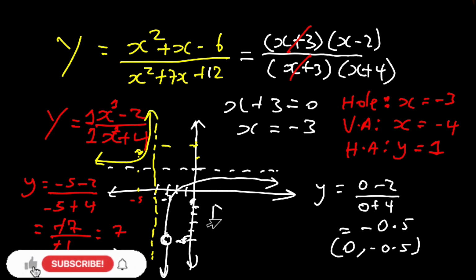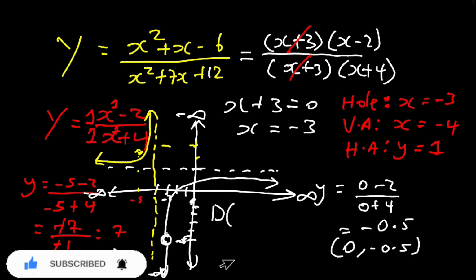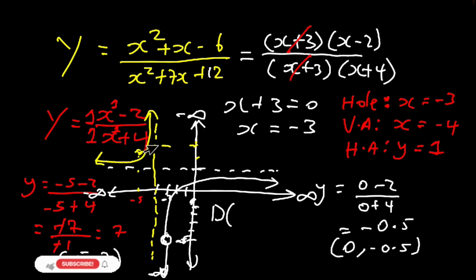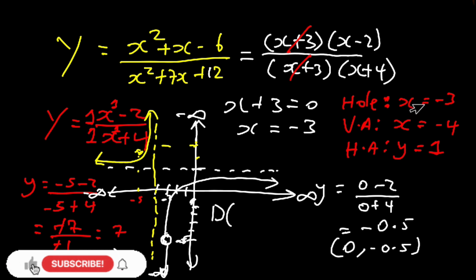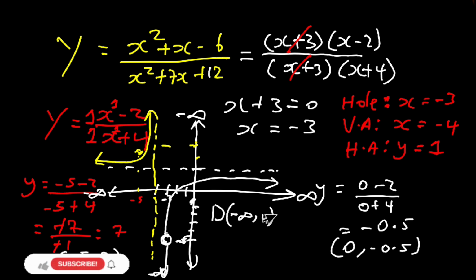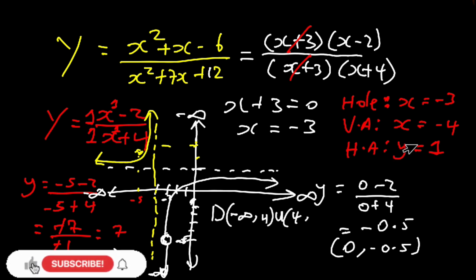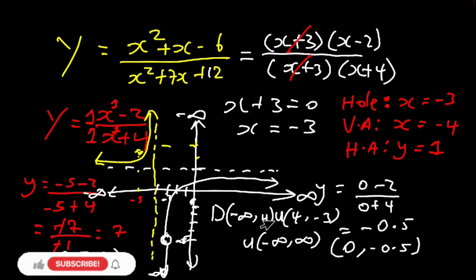Then the domain, we have negative infinity to infinity. Now to write the domain in this case, we remove the vertical asymptote and the x coordinate of the hole. So first we're going to remove the vertical asymptote, which is -4. So I have negative infinity to -4, then union -4 to, now we remove the x coordinate of the hole, which is -3, then union -3 to infinity. Now this is the domain of this function.